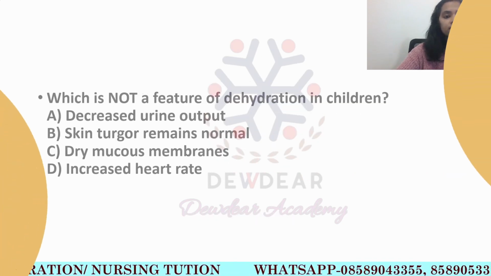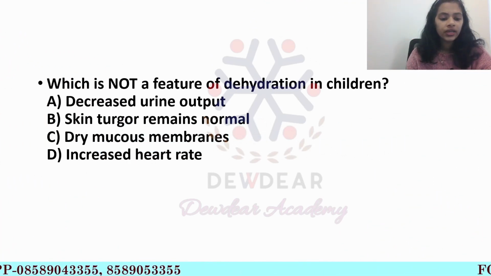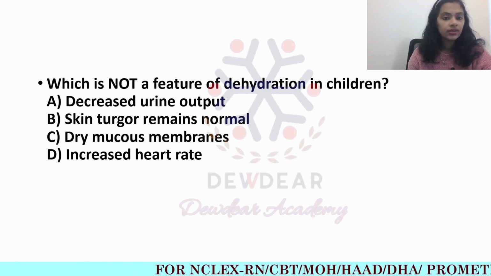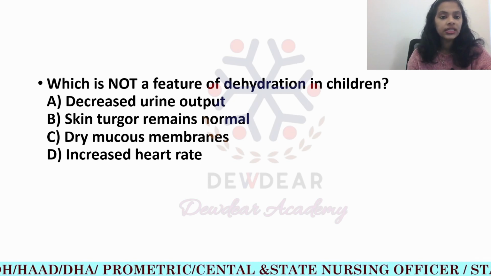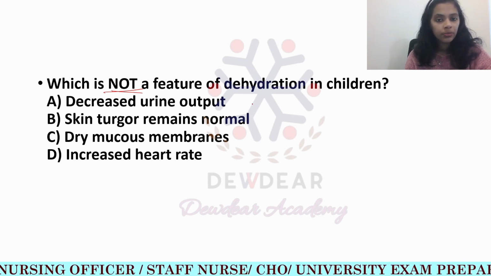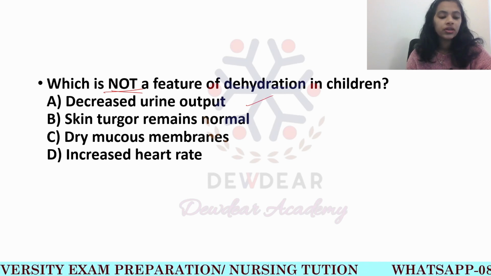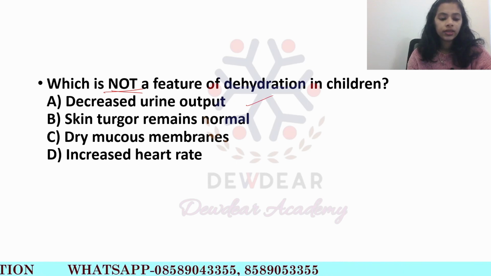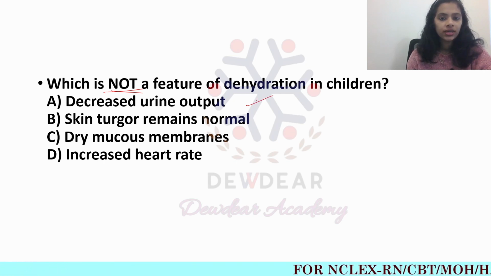Now we move on to the next question. Which is not a feature of dehydration in children? The options are decreased urine output, skin turgor remains normal, dry mucous membranes, and increased heart rate. The key term here is which is not a feature of dehydration. Decreased urine output is a key feature in dehydration because as the body loses fluids, less urine is produced. So that is not the correct answer.